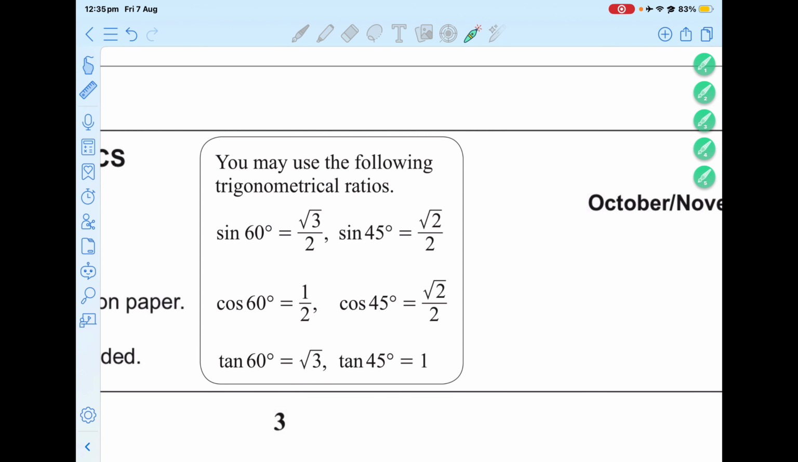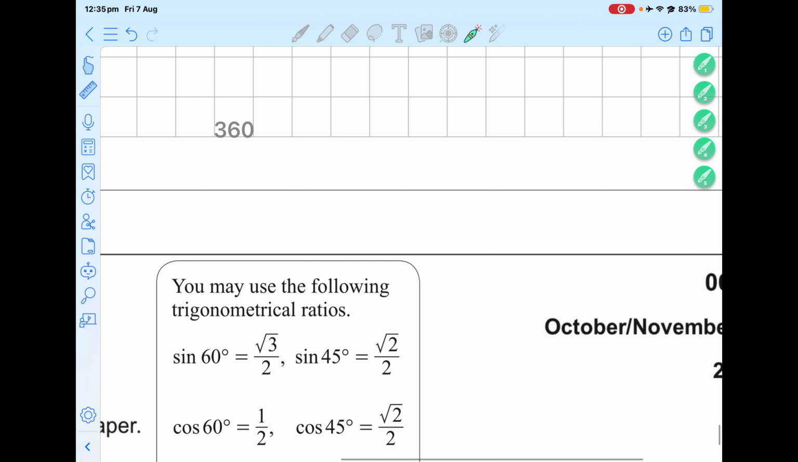Sine 0 is 0, sine 90 is 1, cos 0 is 1, cos 90 is 0. And there's a trick to remembering this.